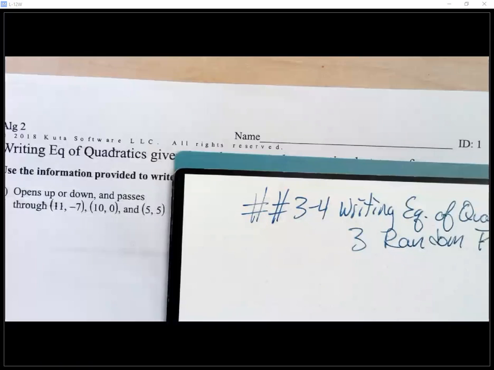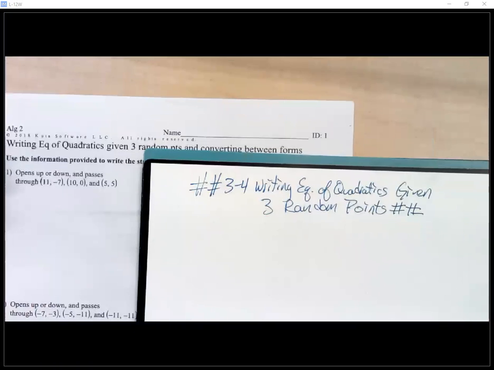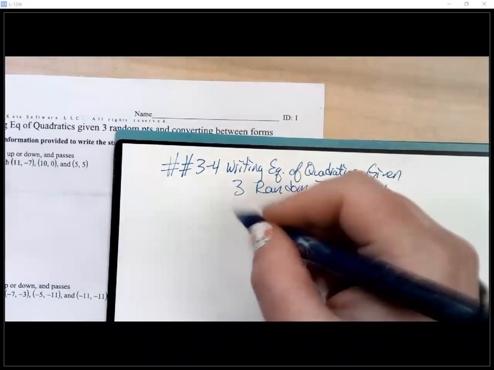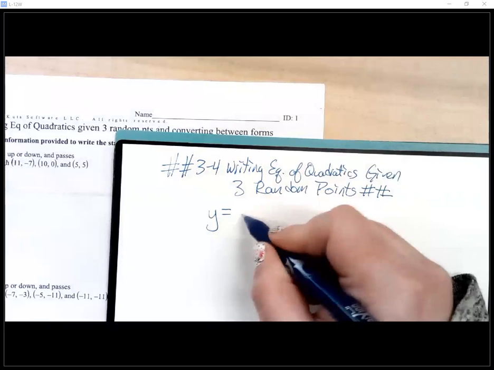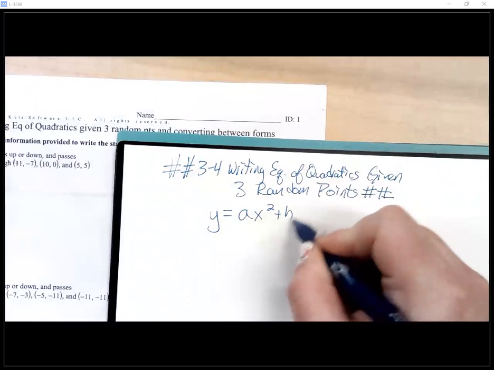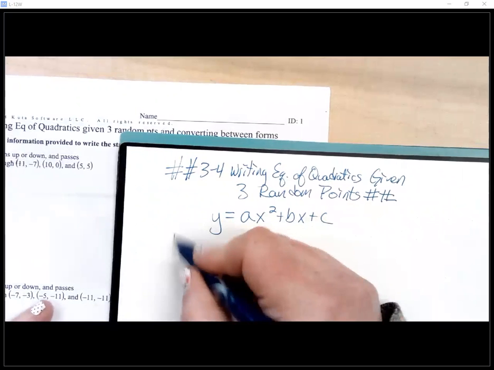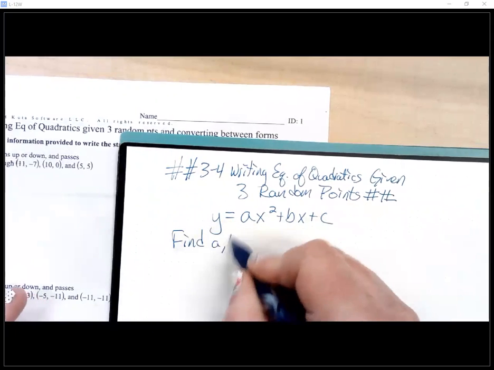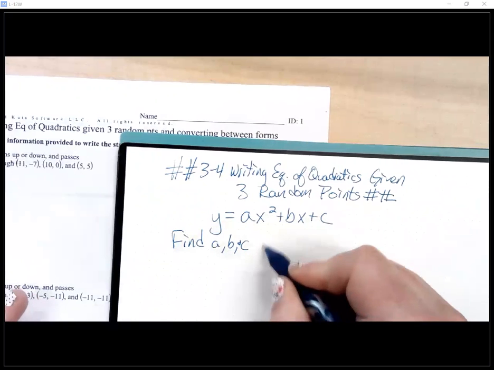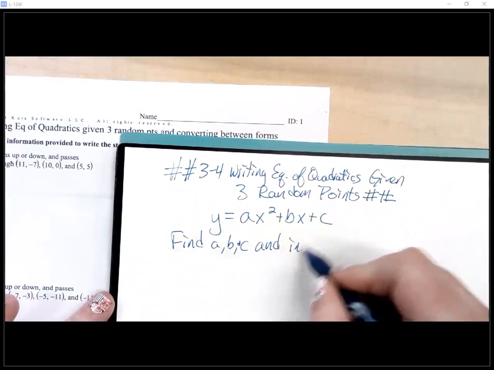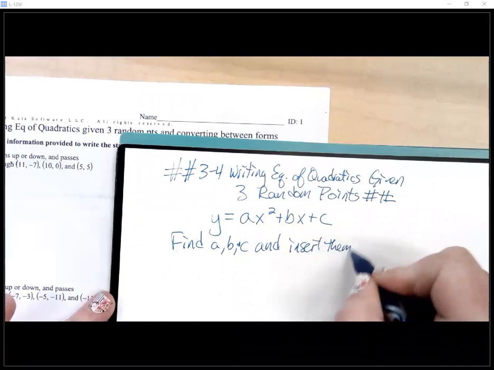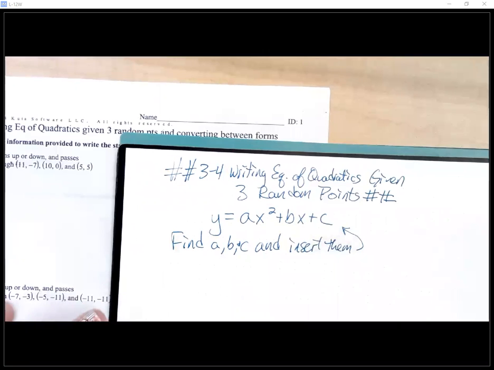Okay, so let's take a look. The general formula that we want to be in is y equals ax squared plus bx plus c. If I knew what a, b, and c were, I could just pop them in and be done with it. So that's my job, I need to figure out what a, b, and c are going to be. So we will find a, b, and c and insert them into there. The challenge is figuring out what a, b, and c are.